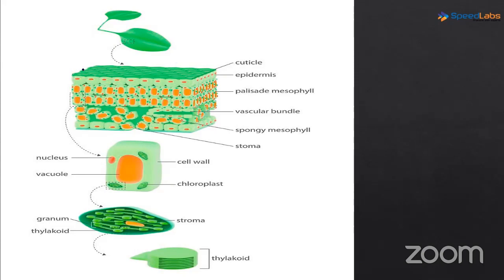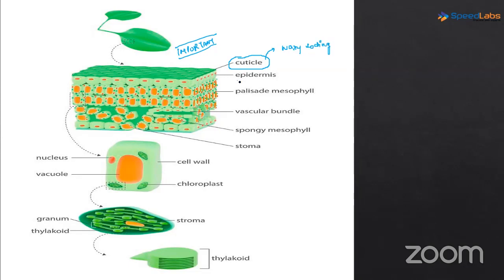So kids, here there is this section of the leaf that is given. Now this section is again very important. It can be asked to draw on the boards or to label. Okay, so the first layer is the cuticle. What is cuticle? It is the waxy coating or the waxy covering, right?